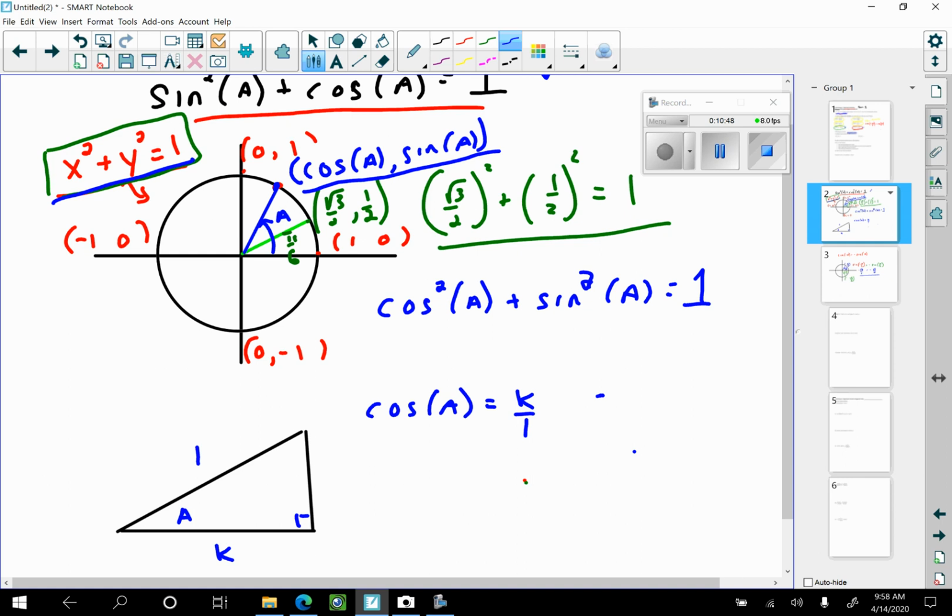And what is the sine of A? Call this side opposite of A, right now, let's just call it J. So the sine of A is going to be J over 1. Well, therefore, K is cosine of A, J is sine of A. What do you know by the Pythagorean theorem? K squared plus J squared is equal to 1. Why? Because 1 squared is 1, because of the Pythagorean theorem.